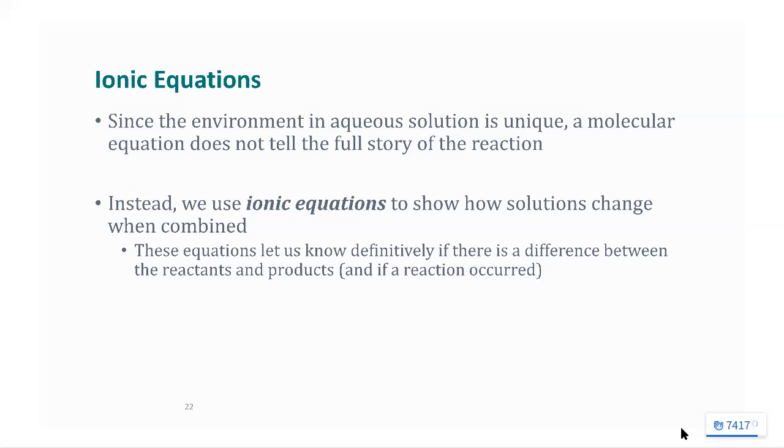Regardless of what the conditions are, an ionic equation allows us to show that change. And if for some reason there isn't any change, the products look exactly the same as the reactants, well, that's useful information as well. That tells us that a chemical reaction didn't occur. Instead, we've just created a more complicated solution.